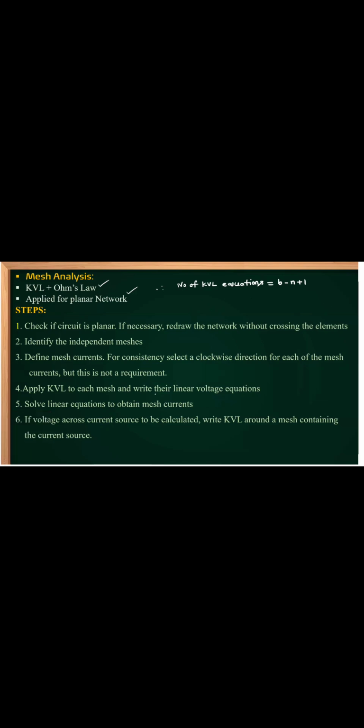Apply KVL to each mesh and write the linear voltage equations. Solve the linear equations to obtain mesh currents. If the voltage across a current source is to be calculated, write KVL around the mesh containing the current source. If any voltage across a current source is required, you have to write the KVL around the mesh containing it. How to solve? You'll see some models, then you get an idea of all these steps. Now, this problem, a lengthy problem I have taken, but this is not for getting the solution for this one. I have taken this problem just to understand how to apply mesh analysis.